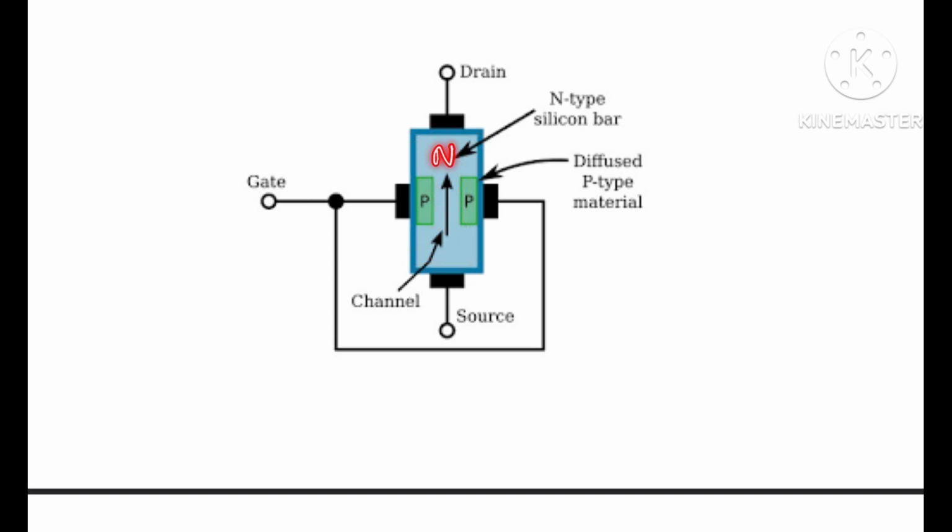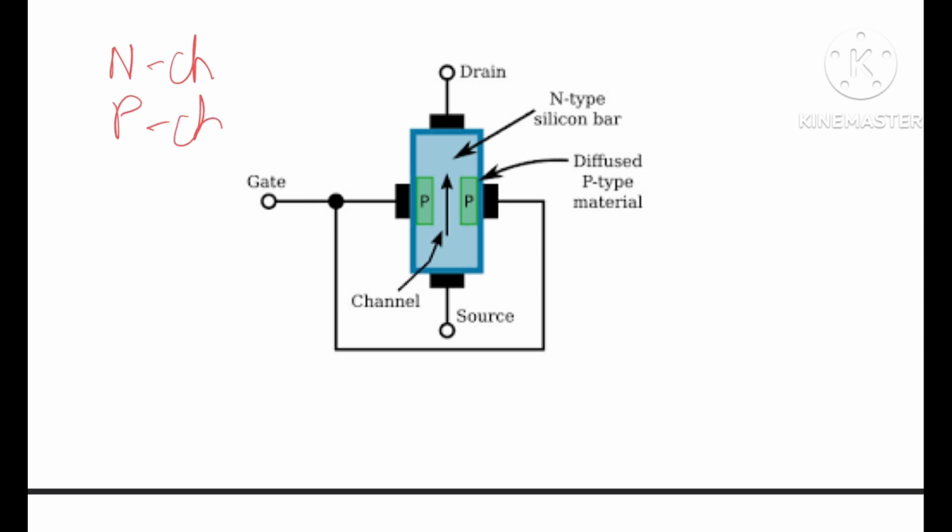Basically, JFETs come in two flavors. There's the NPN and there's the PNP, or more commonly these are known as N channel and P channel.